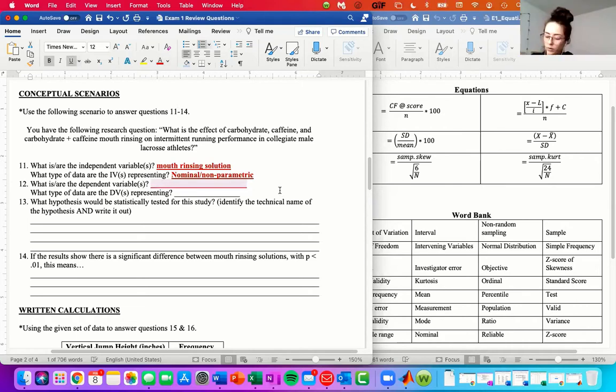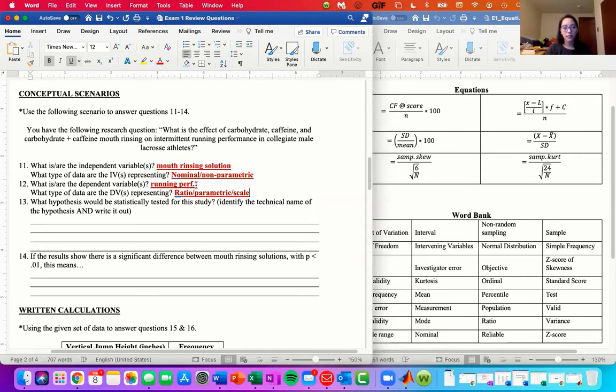Running performance. Okay. And then what type of data might we use to measure that? Ratio, right? And I would accept ratio, parametric, or in SPSS sometimes referred to as scale data. Any of those answers would be acceptable, right?